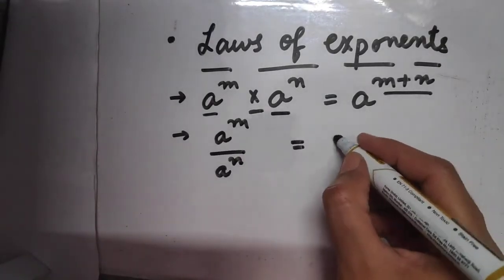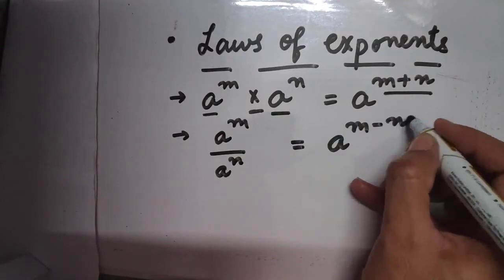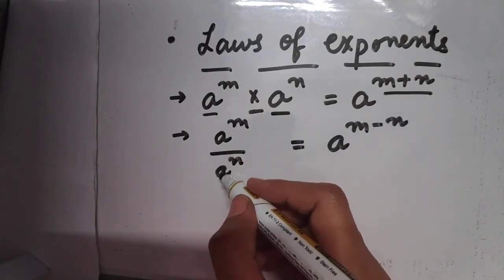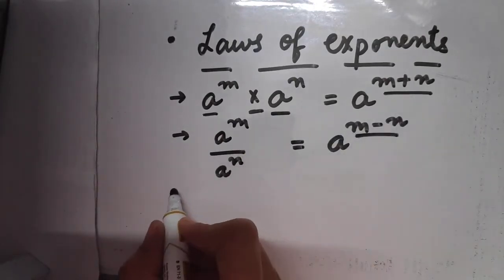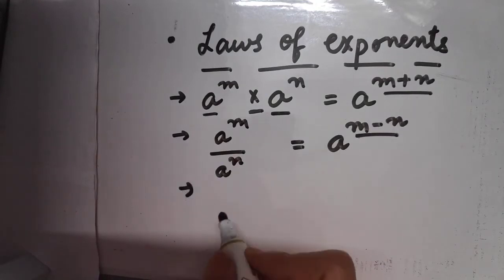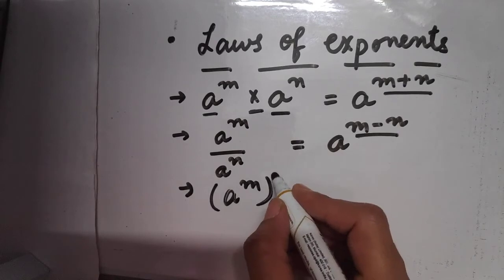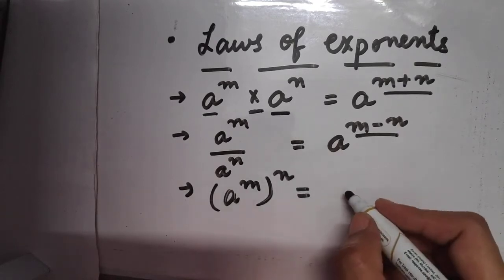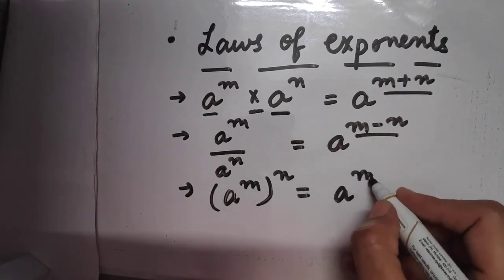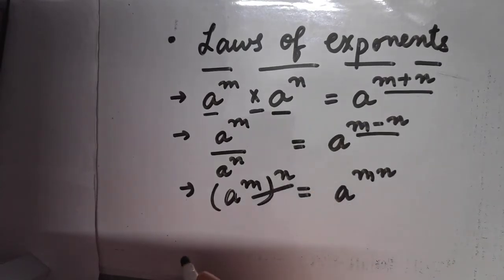What is it equal to? A raised to the power m minus n. The base is same and they are being divided, so exponents will be subtracted. The third law is a raised to the power m, further exponent n, then it will be a raised to the power mn. These two will be multiplied.